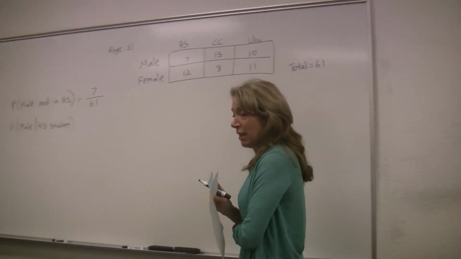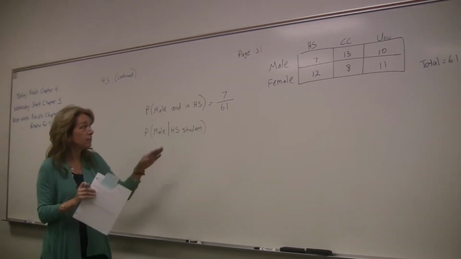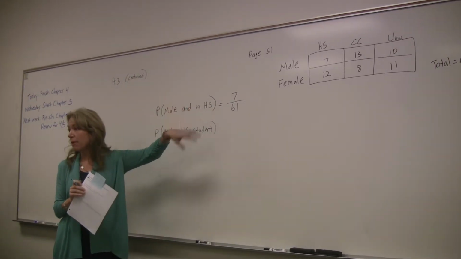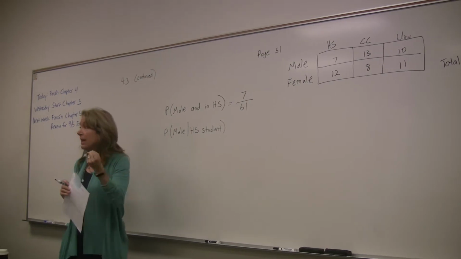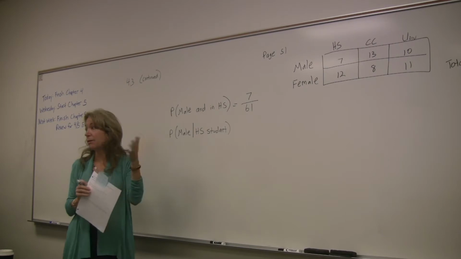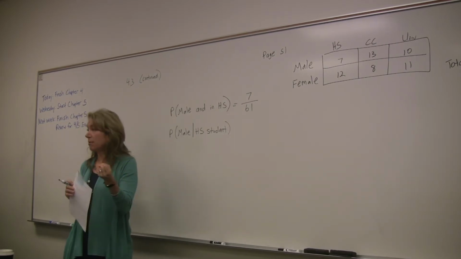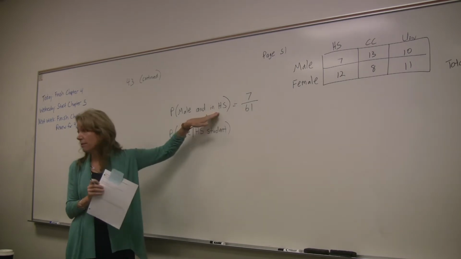Does everyone agree that it looks similar to the first one? The subtle difference is, in here, I'm gonna reach in, grab a person, and hope that it's a person who's male and in high school. I might get a male who's not in high school, I might get a high school student who's not male, but I'm hoping that I get somebody who's both. That's what this one was.